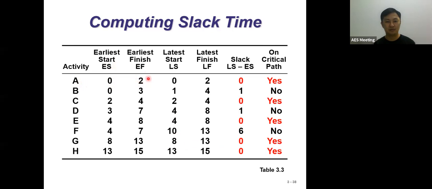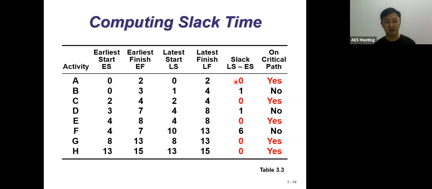Earlier finish is 2. Okay, right. So how do we get the slack time? We have to get the earlier start and the late start. So 2 minus 2 is 0. Same thing here, with the late start and the earlier start: 0 minus 0 is also 0. Therefore, the slack time is 0 here.